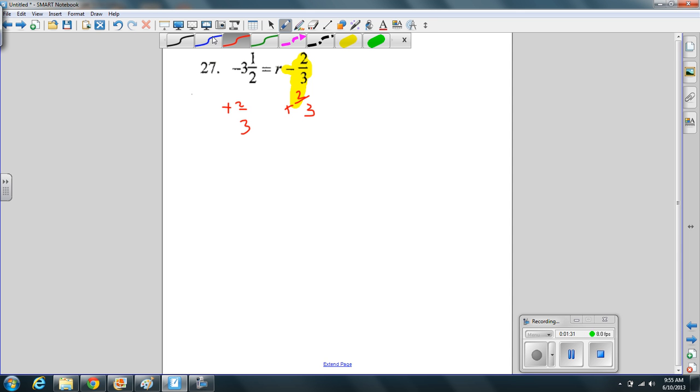I'm going to come over here. I'm going to take negative 3 and 1/2, which is the solution, and I'm going to add to it 2/3. I just need some space. Between 2 and 3, my common denominator is 6. Okay, 3 times what is 6? Times 2, so 2 times 2 is 4. 2 times what is 6? 3. So 1 times 3 is 3.